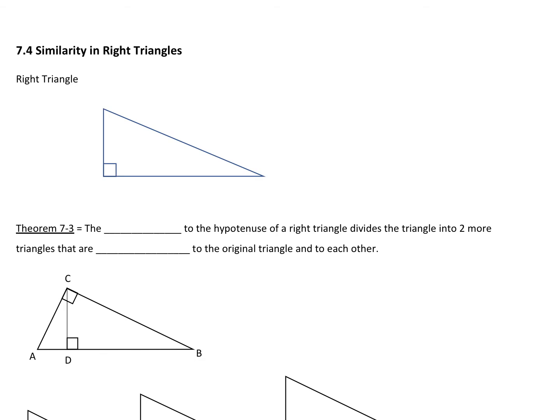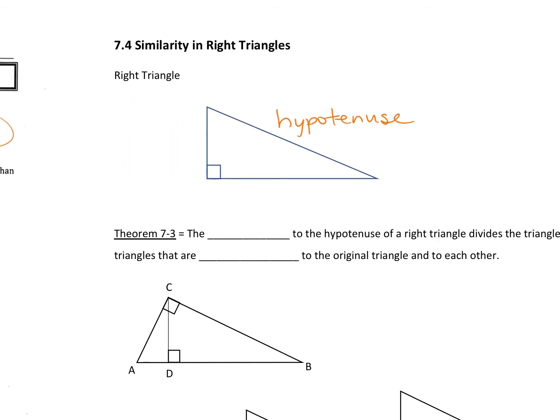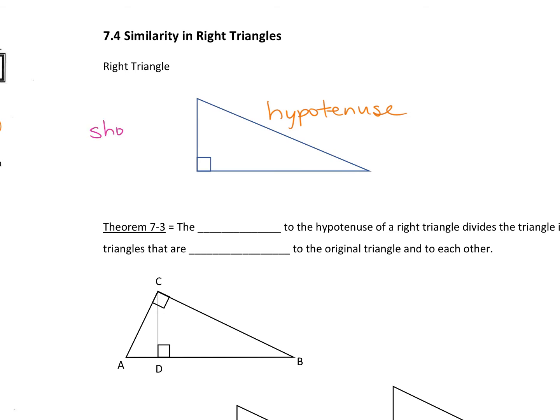So you have 3 sides. Can anyone tell me what the longest side in a right triangle is called? The hypotenuse. And then you have 2, what do we call the other 2? Legs, okay? But you're going to have 2 legs, one of which is the shorter leg, and one of which is the longer leg. Okay, so those are the terms that I'm going to use when referring to the pieces of a right triangle. So make sure you have a shorter leg, a longer leg, and a hypotenuse.